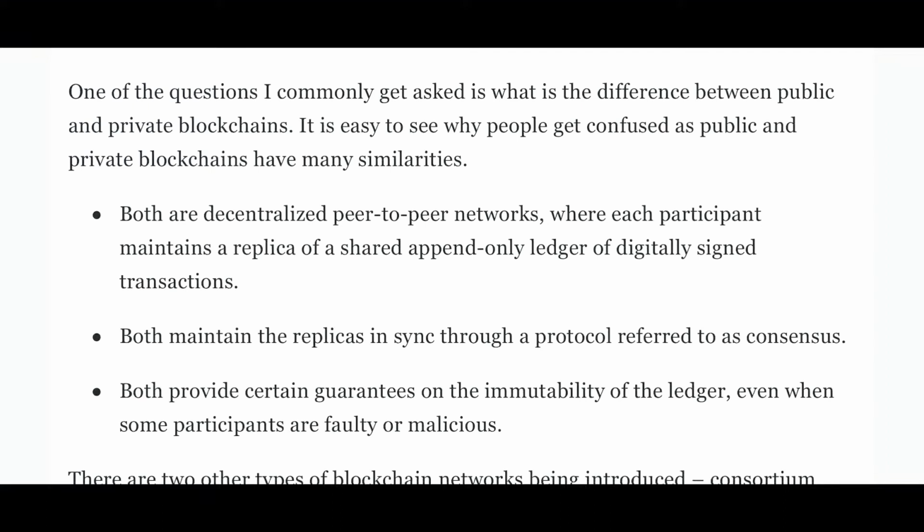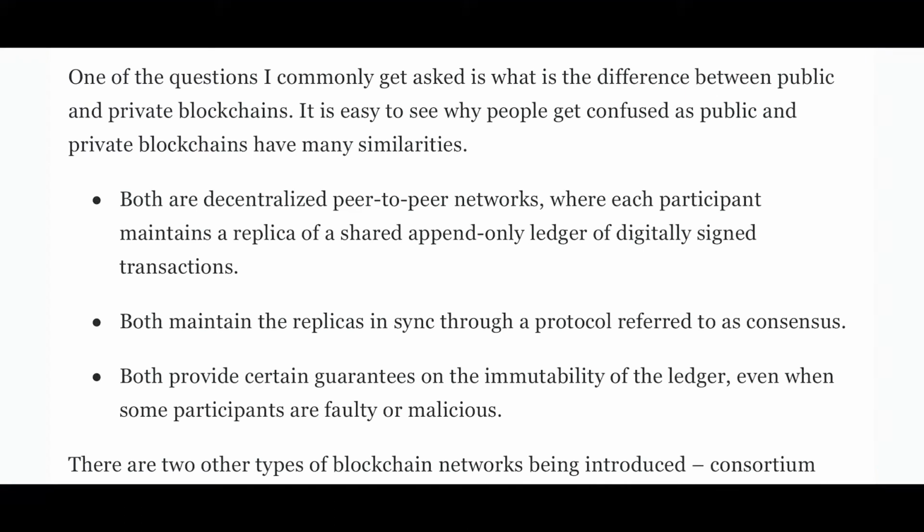Guys, we're going over the 4 types of blockchain that are out there. One of the questions I commonly get asked is, what is the difference between public and private blockchains? It is easy to see why people get confused, as public and private blockchains have many similarities. Both are decentralized, peer-to-peer networks, where each participant maintains a replica of a shared append-only ledger of digitally signed transactions. Both maintain the replica in sync through a protocol referred to as a consensus.